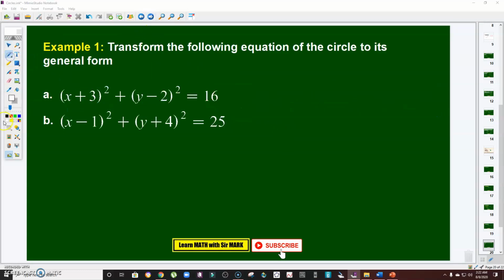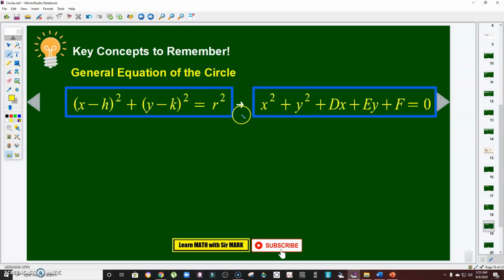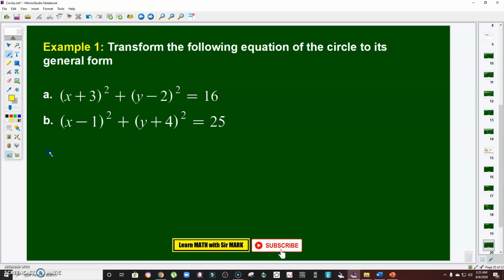Okay, number 1. Transform the following equation of the circle to its general form. Again, this is the standard form. What I'm going to do here is find the equivalent form in this format. So let's have letter A.